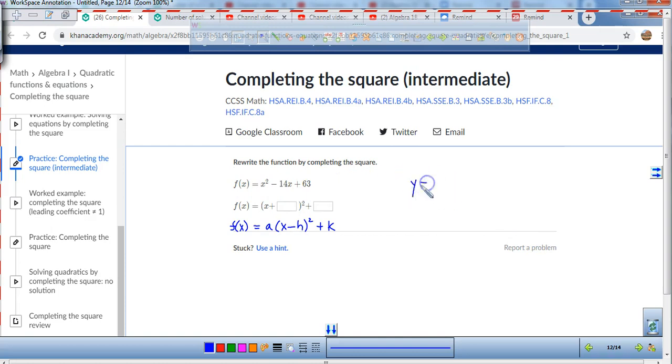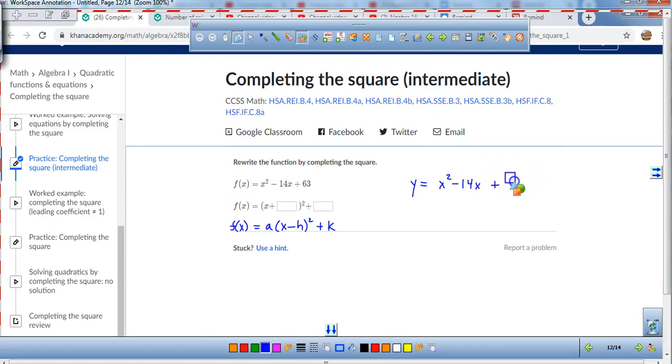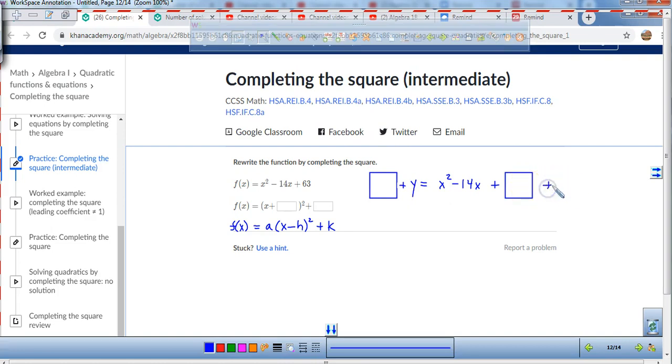Y equals x squared minus 14x plus, I'm going to put an empty box right there. Whatever I do to one side, I have to do to the other side. So once I put one box on one side, which is basically just a place to put our c value, then I'm going to put plus 63. There we go, first step.